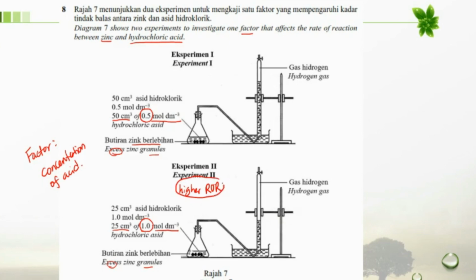We can record first, because higher concentration, so this one, lower concentration, lower rate of reaction. So you can write first up like this. So you release the hydrogen gas.